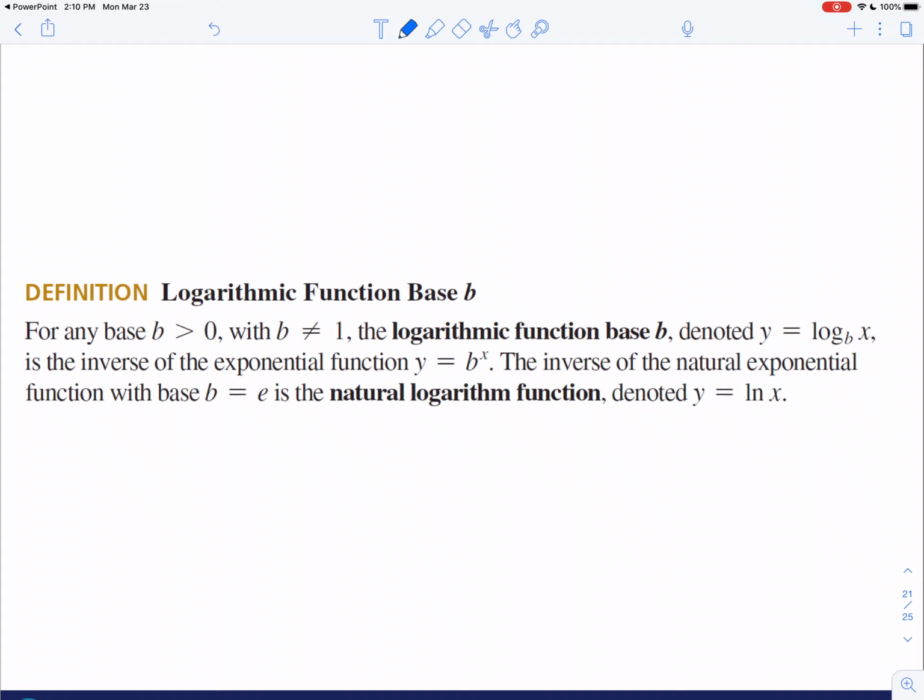So a log function of base b, for any base b positive where b is not 1, the log function base b is denoted y equals log base b of x. It is the inverse of the exponential function y equals b to the power of x.